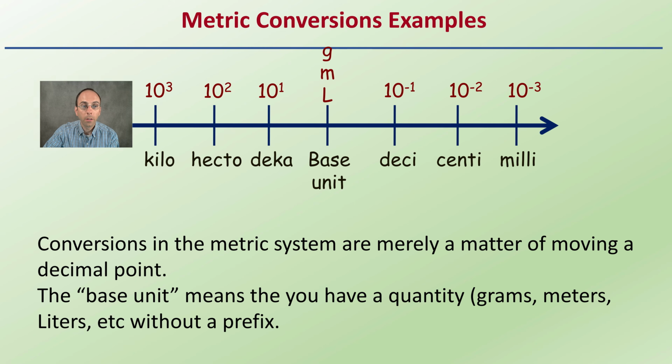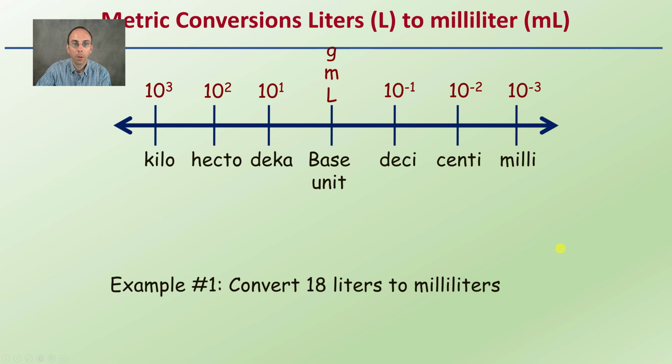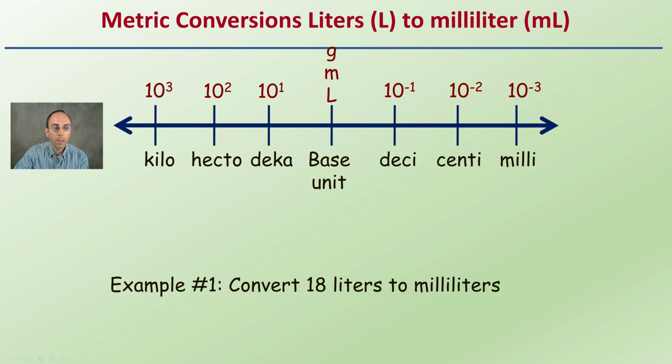So how does this look? Let's go through an example here. Conversions in the metric system are merely a matter of moving the decimal point. The base unit means you have a quantity, which is grams, meters, liters, without a prefix, for example. So if we look at our conversion here, example 1, convert 18 liters to milliliters. So we've got our liters and we want to go to milliliters. How are we going to go about that? Well, here's our 18 liters. That's our base unit. And we're going to move it 1, 2, essentially 3 decimal places over. That's allowing us to make a conversion there.